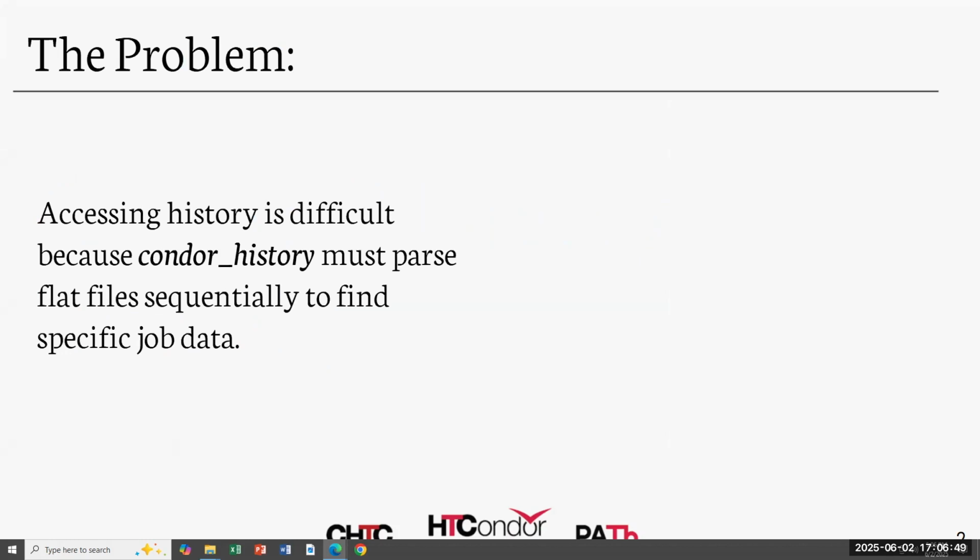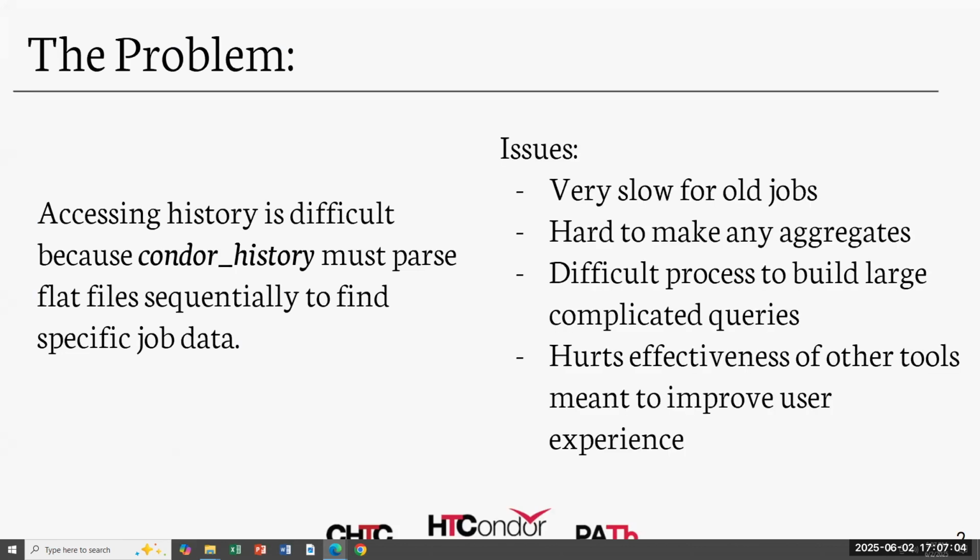The way Condor history works is it essentially saves all your data to a really big file. Every time you want to know what happened to your job, it starts at the bottom of that file and reads all the way back to the top, which is not the most efficient and leads to a couple of issues. First of all, it's very slow for old jobs. If you ran something a while ago, it'll take a while to get to it.